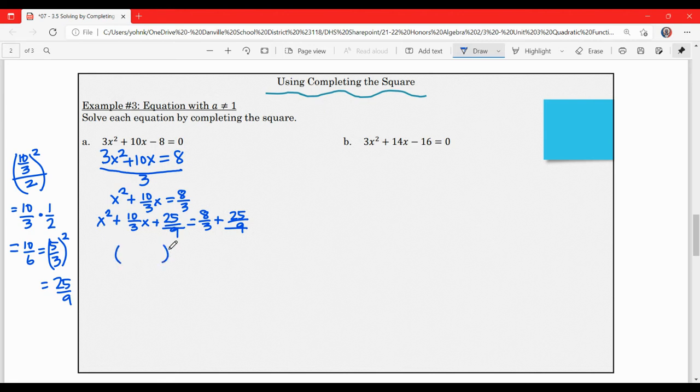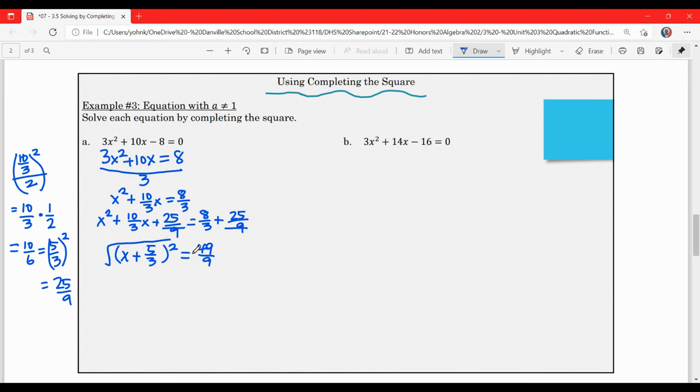Okay, on the left side, we're going to factor it. So the letter from the problem is the letter in the parentheses. The sign in the problem is the sign in the parentheses. And remember, this value that goes in the parentheses is the b divided by 2 number, which was the 5 thirds. So I can put 5 thirds here. And then on the other side, if I find a common denominator, that would be 9. So this would be 49 ninths. Again, if you don't like fractions, all you got to do is grab your calculator and type it in.